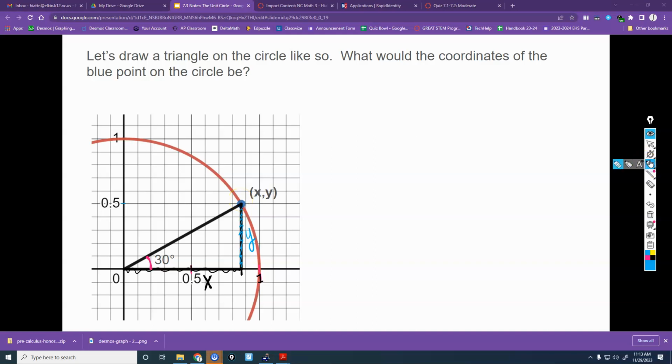So let's pull this off of the picture now. So what I've got here is I've got an x right here, I've got a y right here, I've got that this is 30 degrees. What is the length of this hypotenuse right here? No, it's not x.